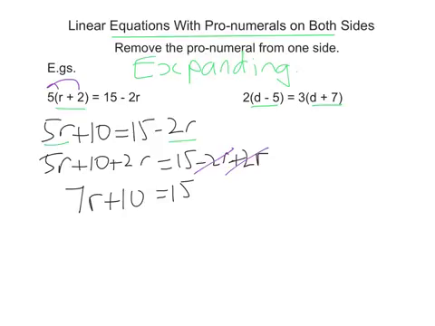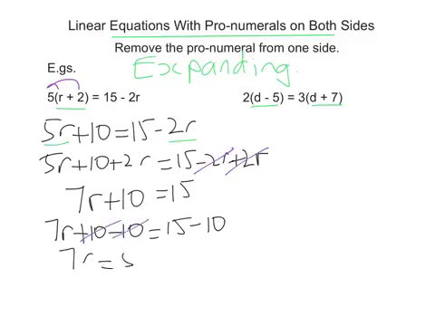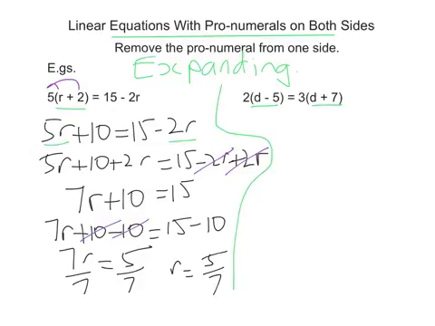Now I need to get rid of the 10 and the 7, so let's subtract 10 from both sides. And on the left hand side they cancel out. So 7r equals 5, and therefore divide both sides by 7 to get rid of the 7, so r equals 5/7. That took a few steps, didn't it? We'll expand the brackets for the second equation as well. So 2 times d minus 5 gives me 2d minus 10.